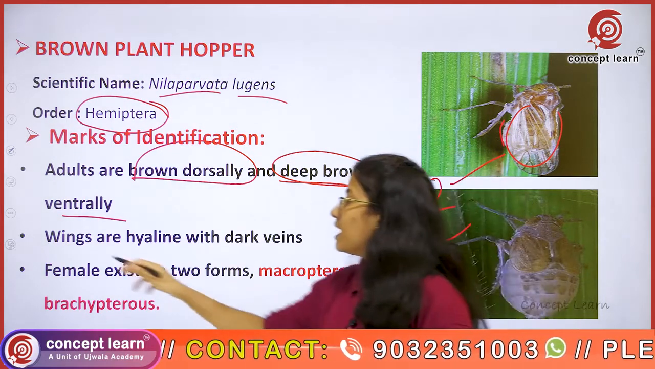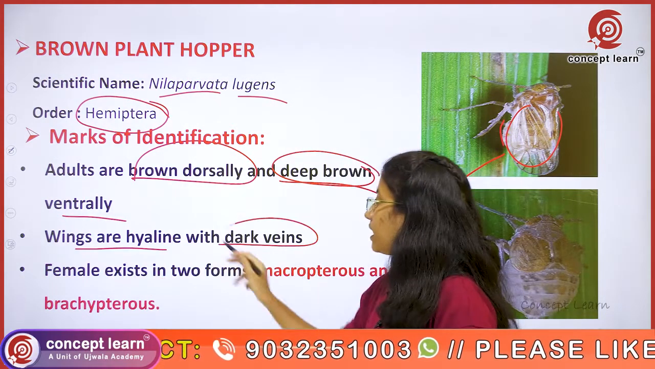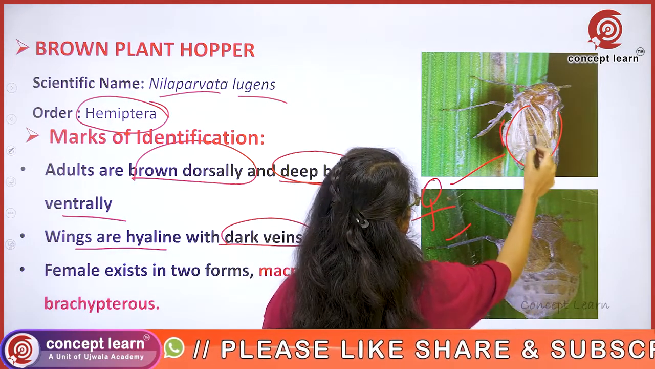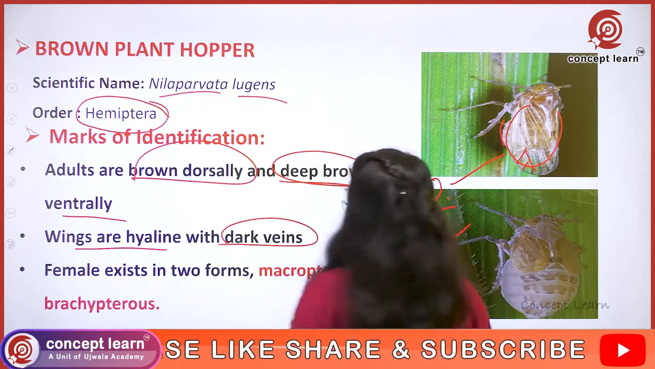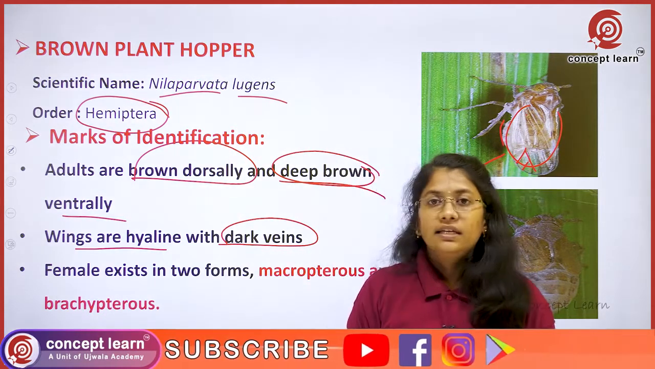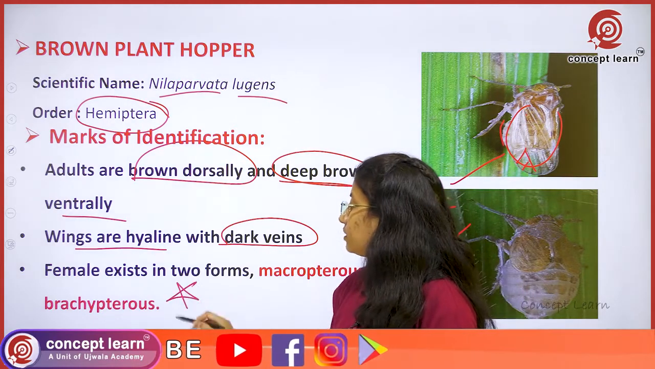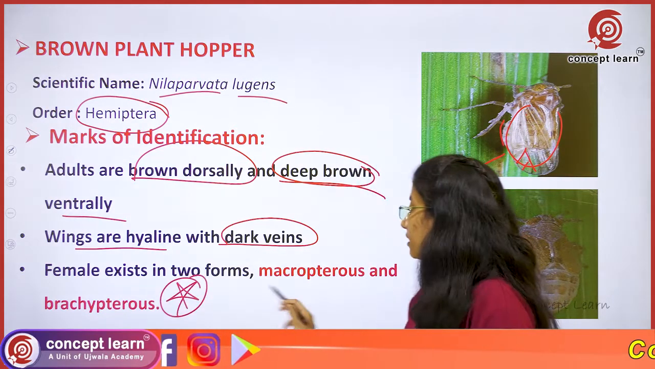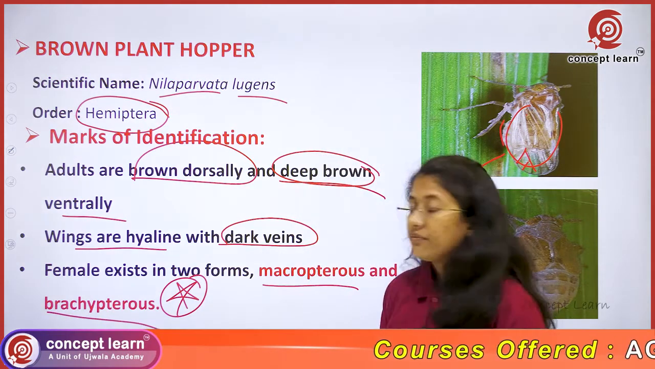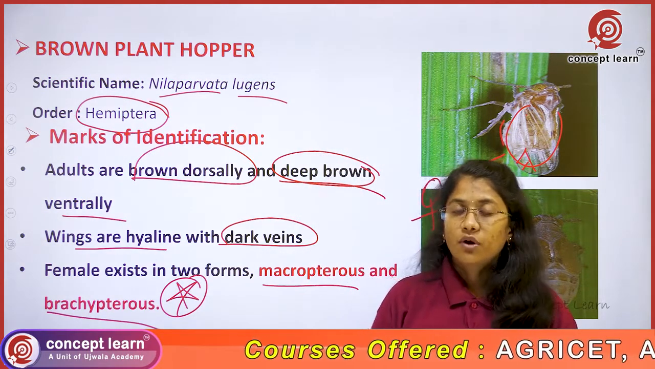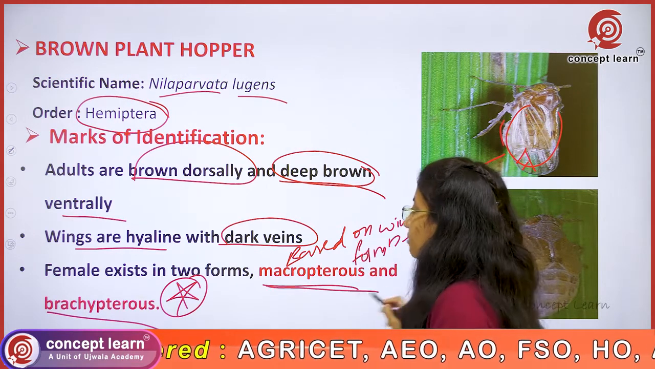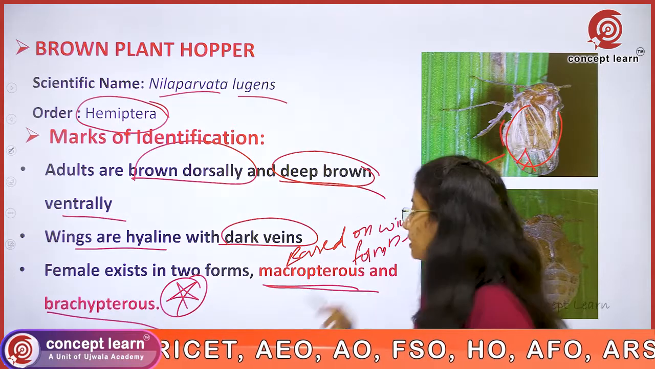The wings are usually hyaline with dark veins. Here you can see how transparent these wings are. Vein formation can be clearly seen as the veins are very dark in color and the wings are hyaline. Females usually exist in two forms, the Macropterous and the Brachypterous. These refer to the forms of its wings. Based on wing formation, they have been characterized as Macropterous and Brachypterous.